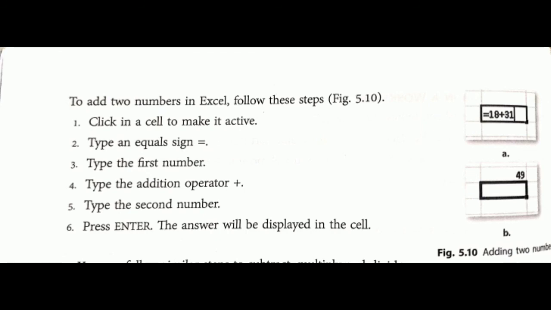So for adding two numbers inside Excel, first you have to click on the cell in which you want to get the result. Second step is you have to type an equal sign. Third step is you have to type the first number. Here the first number is 18. Then you have to type the addition operator plus. Then you have to type the second number and press enter. The answer will be displayed inside the cell. See in figure 5.10b, the result that is being displayed is 49.